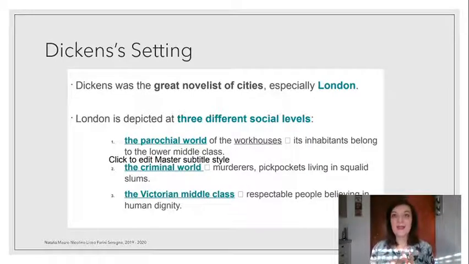So the setting, what is the setting? The place or the places where Dickens set his novels, where the events happen, where the story takes place.